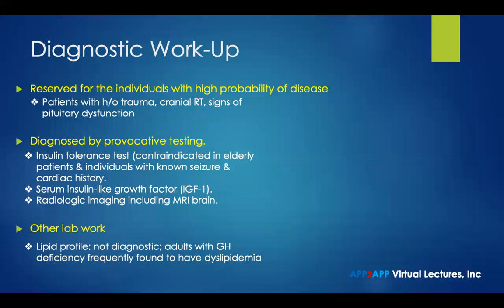Diagnostic workup in the adult population is reserved for individuals in whom you feel there's a high probability of the disease. And again, not to go over the same information, but it's going to be in those patients with trauma, cranial RT, signs of pituitary dysfunction. It's usually diagnosed by provocative testing, such as insulin tolerance test, although I would recommend withholding this testing in elderly patients and patients with known history of seizures and cardiac history. Serum insulin-like growth factor and radiological imaging, including MRI of the brain.